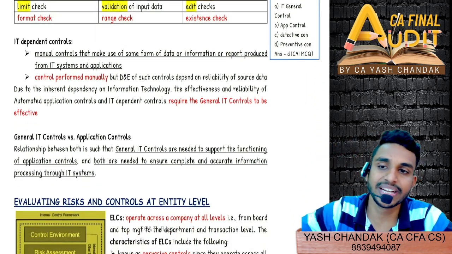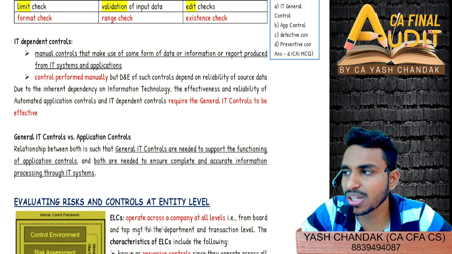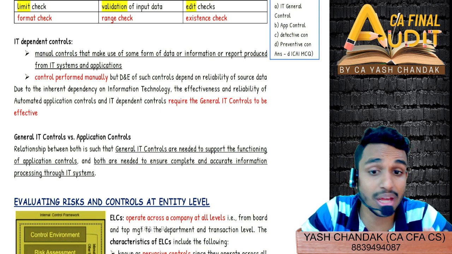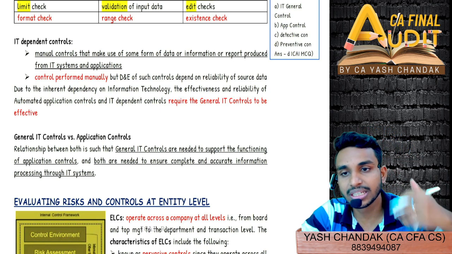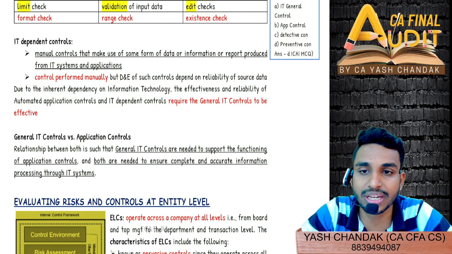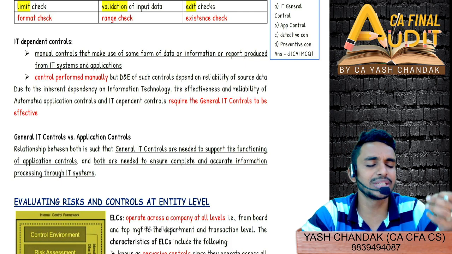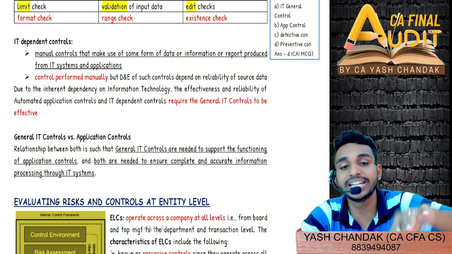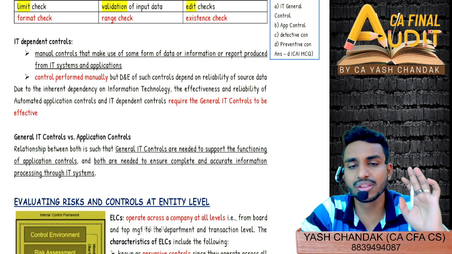Now come to IT dependent control. So what is IT dependent control? These are manual controls, not IT controls. These are manual controls, but they derive their inputs from IT. So manual controls that make use of some form of data or some form of information generated from IT. So whatever information you use, whatever data you use, it is what?